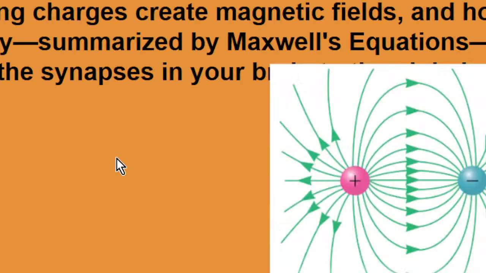Today let us talk about electromagnetism. It is a unified force. Electric and magnetic fields are not separate entities, but two sides of the same coin, so we refer to it as electromagnetism. This presentation explores how stationary charges create electric fields, how moving charges create magnetic fields, and how their dynamic properties are summarized by Maxwell's equations.